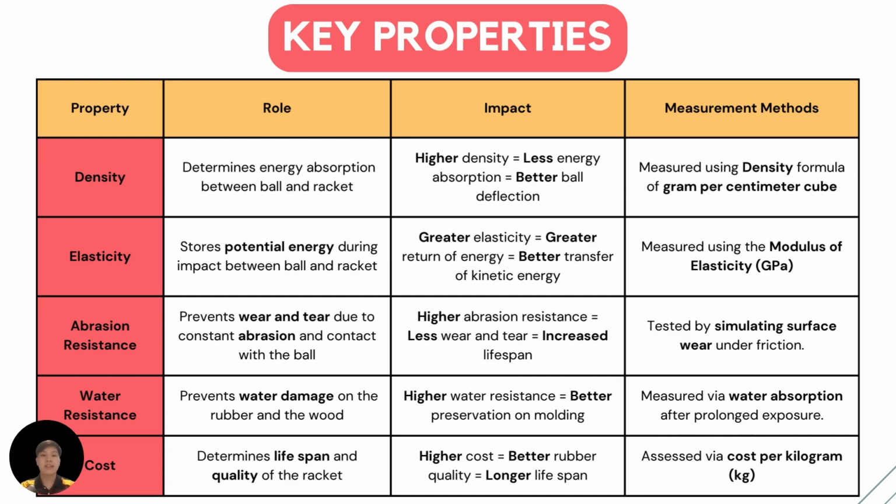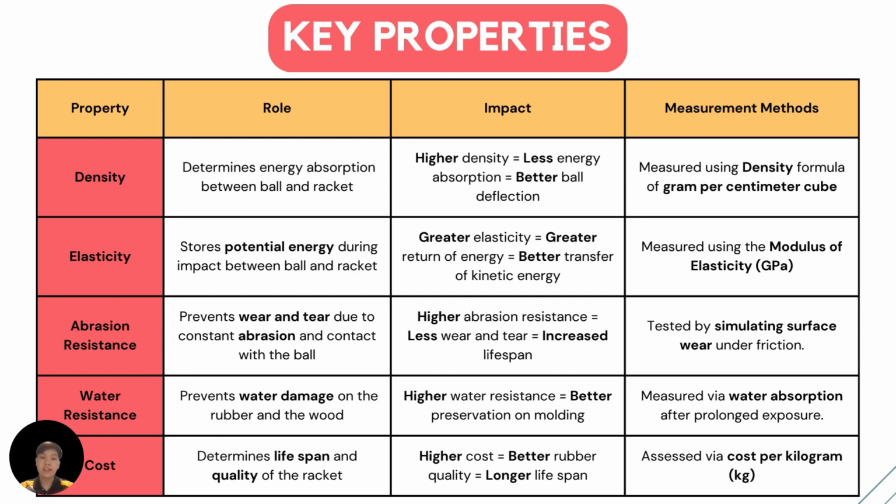Next up, we have elasticity. This property stores potential energy during the impact. Greater elasticity means better kinetic energy transfer, helping you deliver more powerful shots. We measure this using the modulus of elasticity in gigapascals. Abrasion resistance is crucial because it prevents wear and tear from constant contact with the ping pong ball or table tennis ball. Higher abrasion resistance indicates that less damage is taken and has a longer lifespan. This is tested by simulating surface wear under friction.